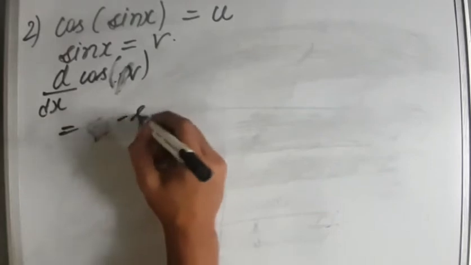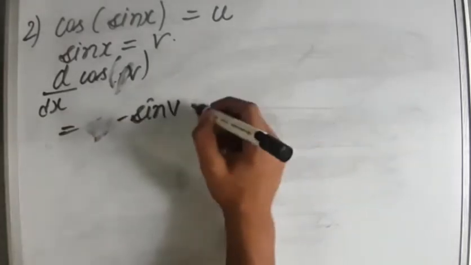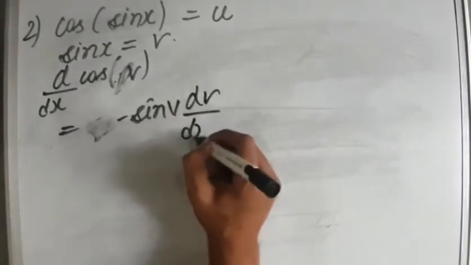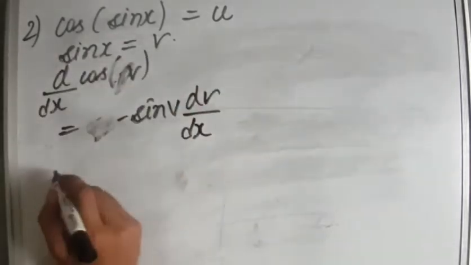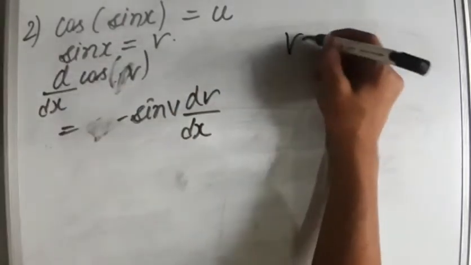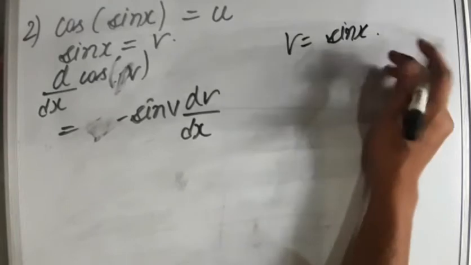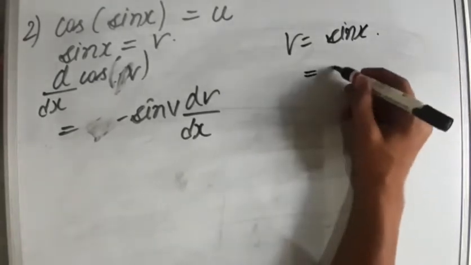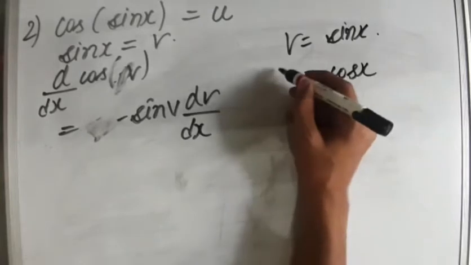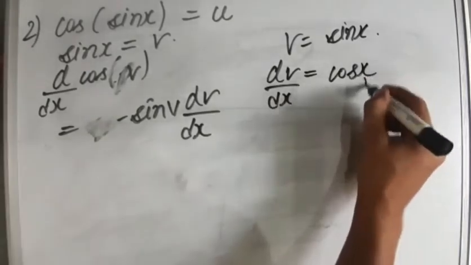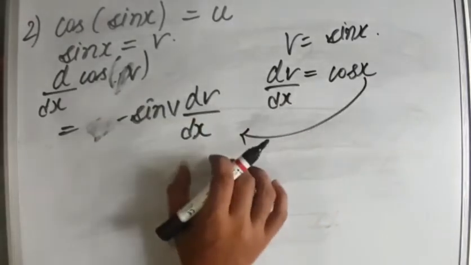So now we have cos. What is the differentiation of cos? Cos differentiation is minus sin v dv upon dx, and now differentiate v. So our v equals sin x and we need to differentiate it. v equals sin x and here we have cos x as its derivative, dv upon dx. Now let us substitute this value here, dv upon dx and the v value here.